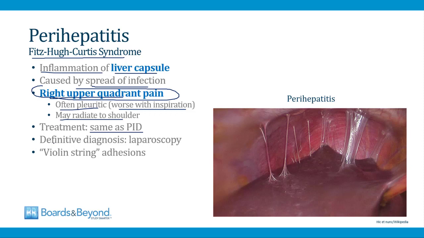The definitive diagnosis, however, is made through laparoscopy. This isn't usually necessary. But if you do this, what you will see are adhesions from the capsule of the liver. This is a picture of what they look like on the screen here. These are described as violin string adhesions.